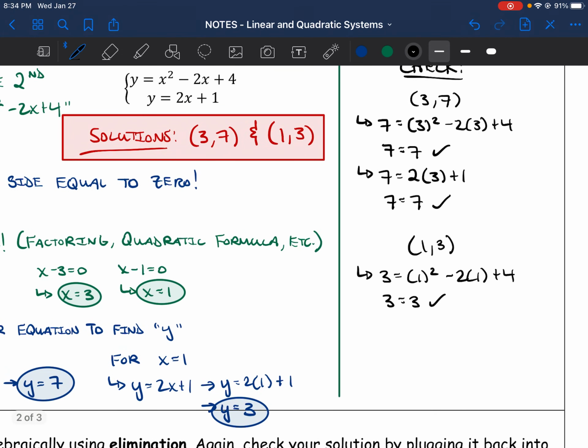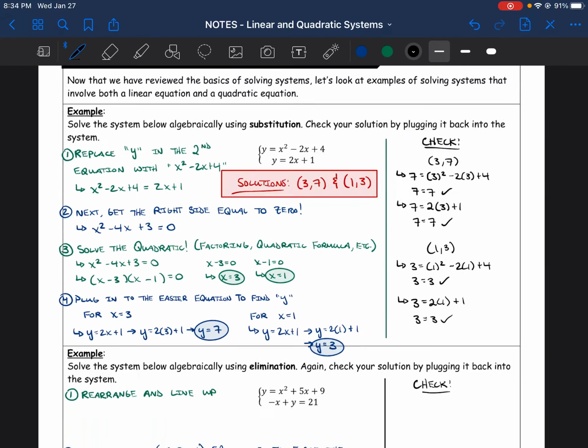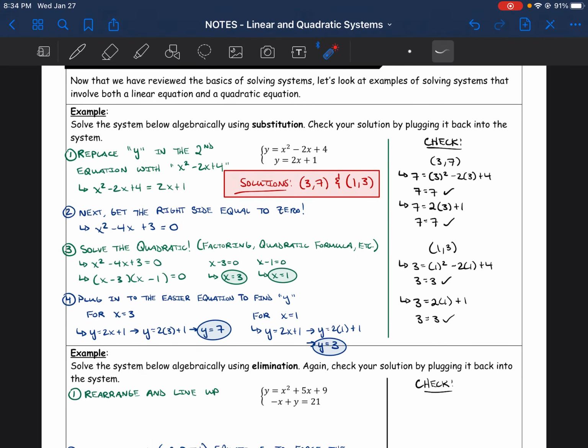Now let's plug it into the second equation, y equals 2x plus 1. So we plug in 3 for y, 2 times x, so that's 2 times 1, and then plus 1. And this one's pretty easy. 2 plus 1, that's going to give us 3. So 3 equals 3. And again, everything checks out. So that was solving a system with a linear and a quadratic equation by substitution.